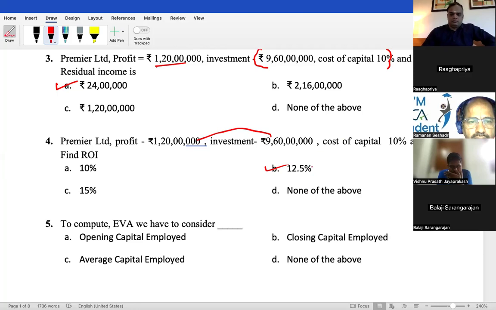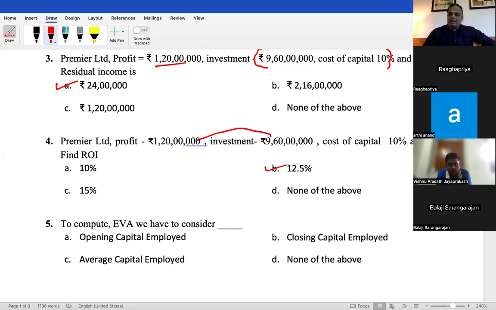To compute EVA, we have to consider which capital employed? Option A, opening capital employed. Option B, closing capital employed. Option C, average capital employed. D, none of the above. So to compute EVA, you know the formula. NOPAT, net operating profit after tax, minus capital employed into WACC. In that, does capital employed represent opening, closing or average? Which one you have to take? Opening capital employed.